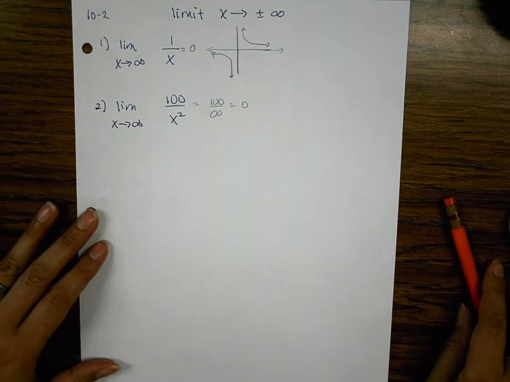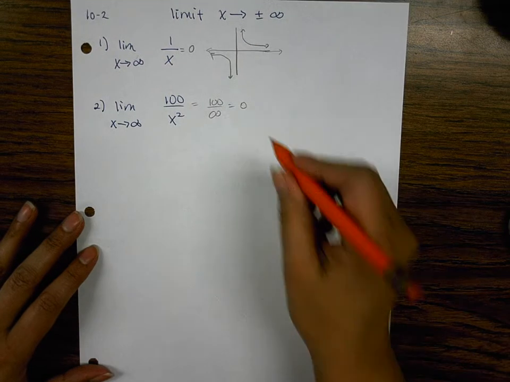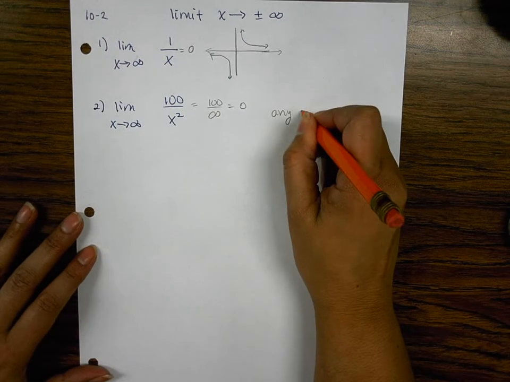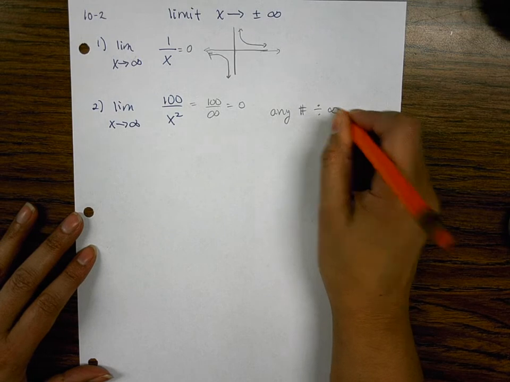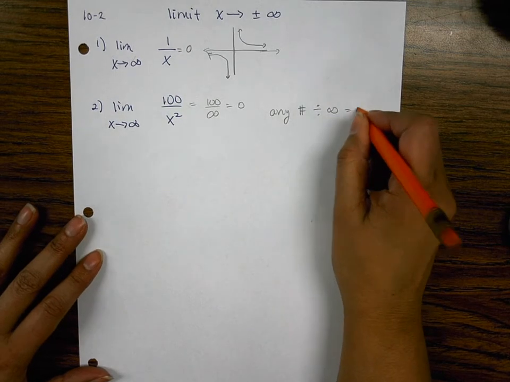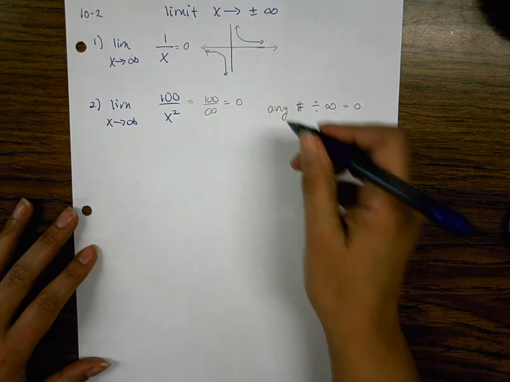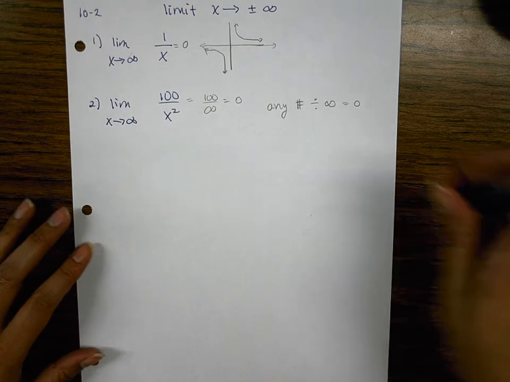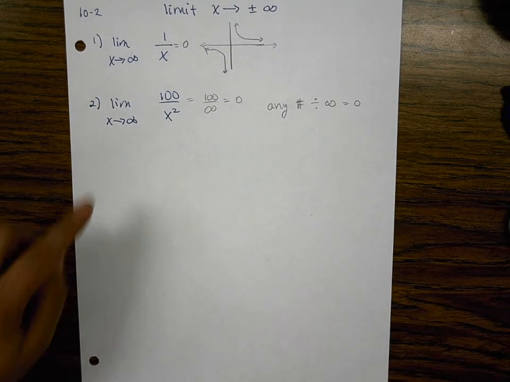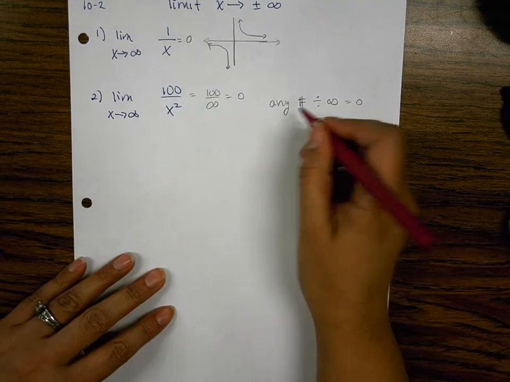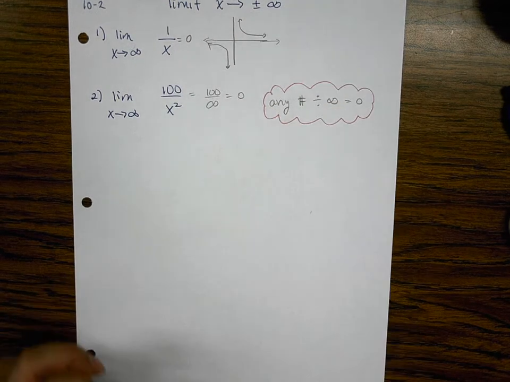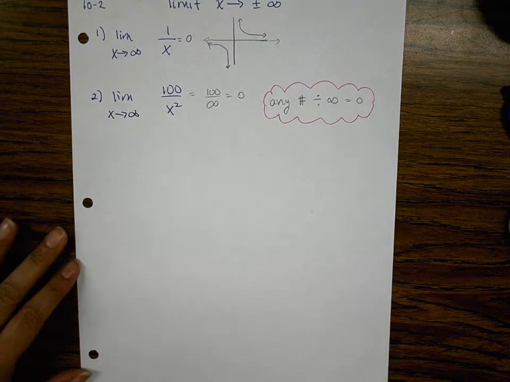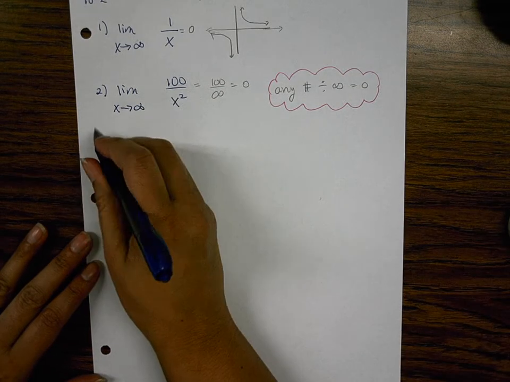All right, so what we should think of right now is any number divided by infinity equals 0. It doesn't matter if your top number is 100 or 200 or 1,000. If you're dividing it by infinity, it's going to equal 0. Okay, so let's try another one.